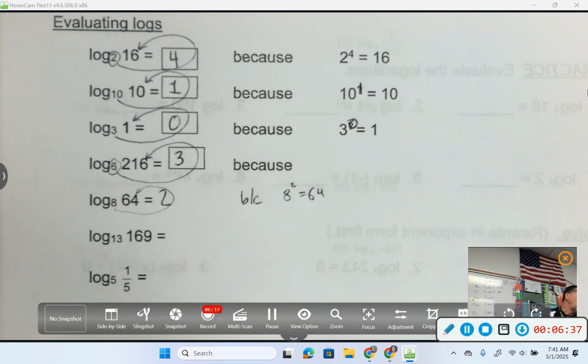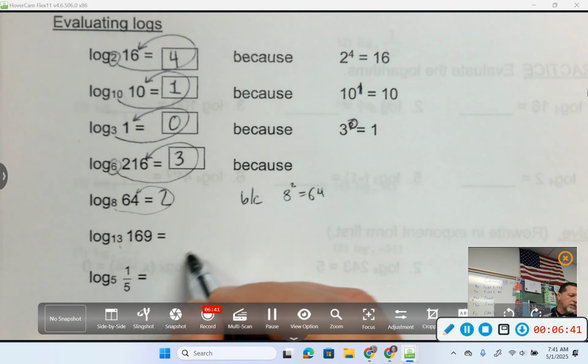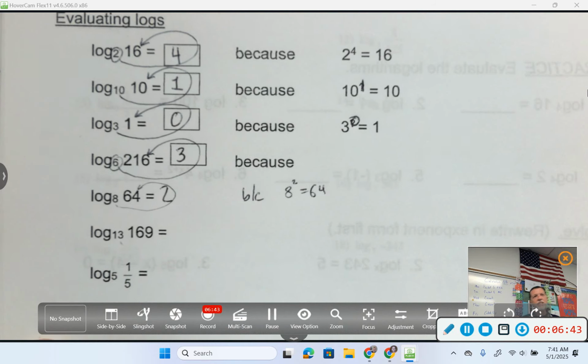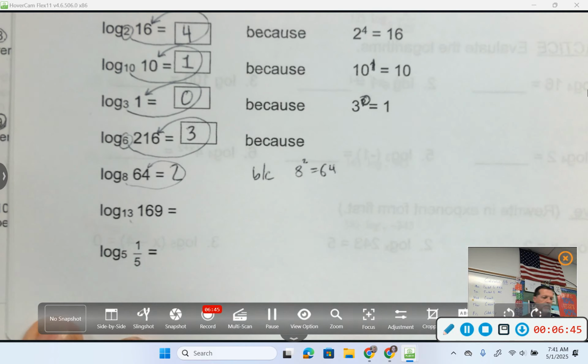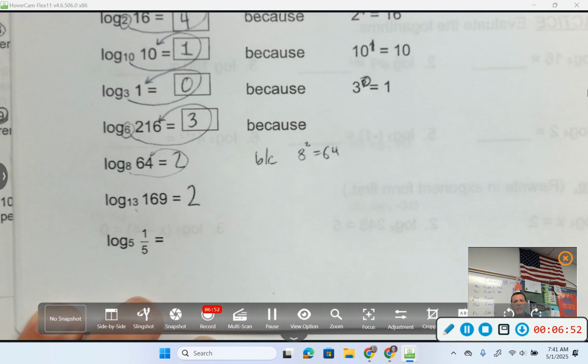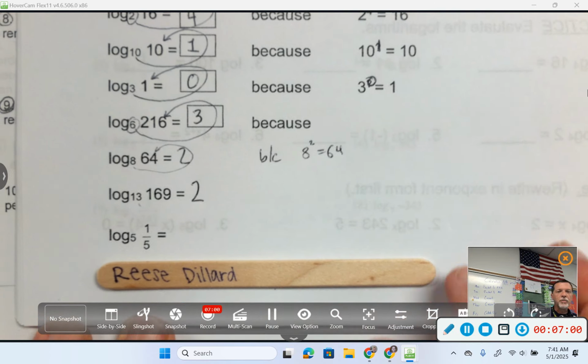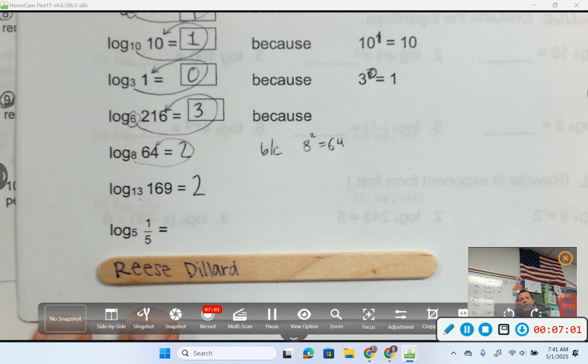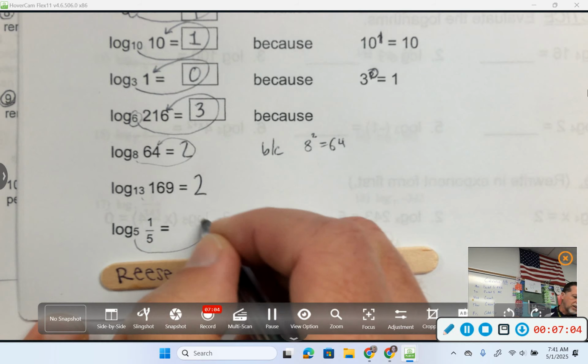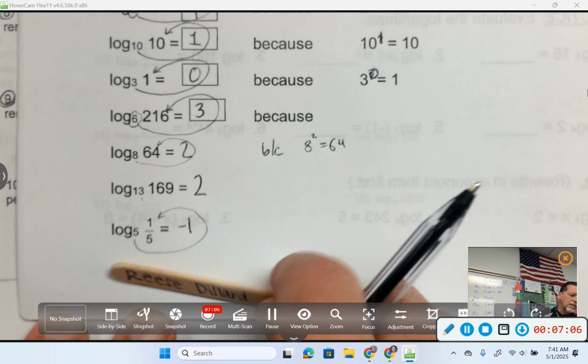Powers of 13. So 13 to something equals 169. Well, the answer is 2. The reason is 13 squared is 169. So again, I'm just fishhooking all of these problems. They're all fishhook issues. Some might be harder than others, but it's still a fishhook issue. Reese, 5 to what is 1/5? -1.